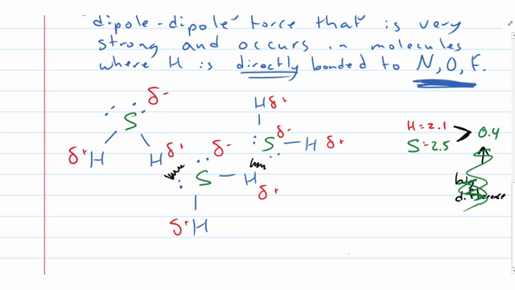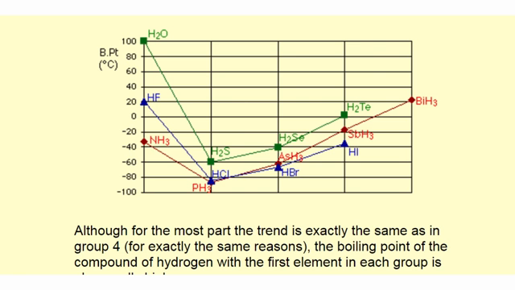So in the case of water, water is very unusual. It has that very large difference in electronegativity. As a result, it is sitting way up here in terms of its boiling point because its molecules very, very strongly attract each other. And that's part of what makes life possible here on Earth.